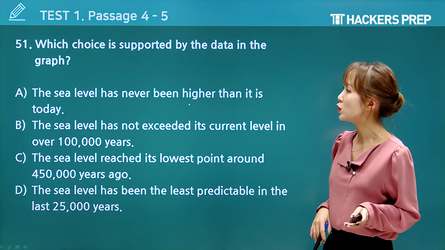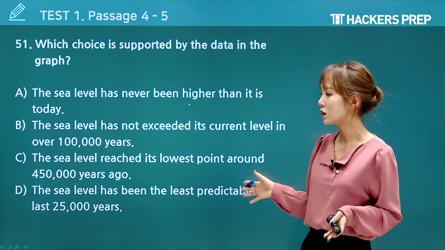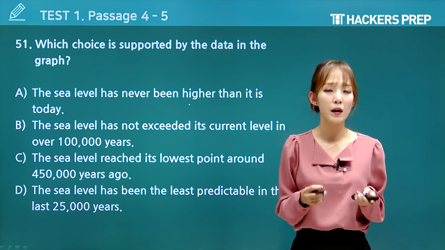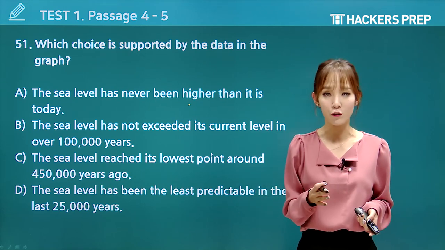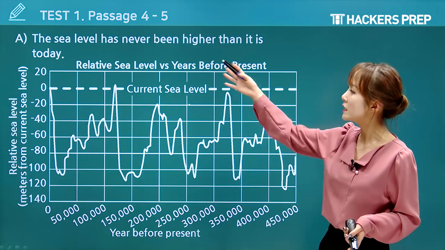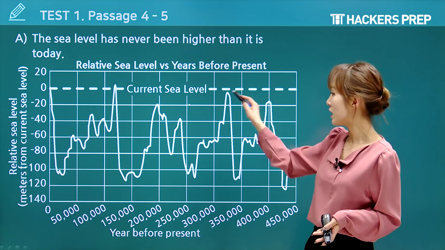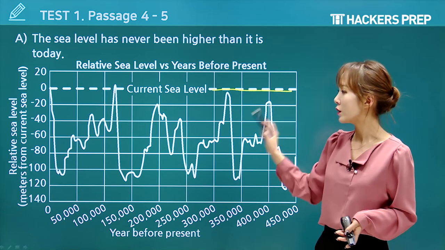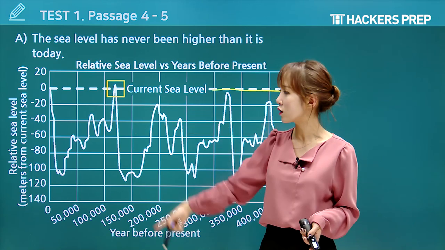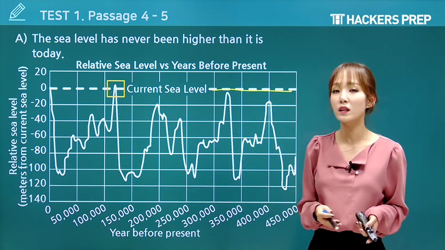Number 51, which choice is supported by the data in the graph? Now, this case, you want to compare your answer choices one by one with the graph very carefully, okay? Do not make mistakes on the graph questions. Now, A, sea level has never been higher than it is today. Now, today, the sea level is over here. Now, if you take a look, we see right over here, which is what? It is actually higher than the current level. So we know A is incorrect.